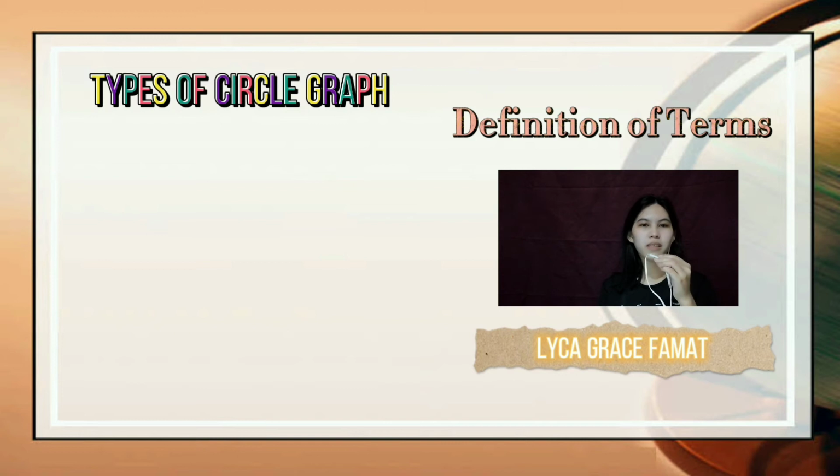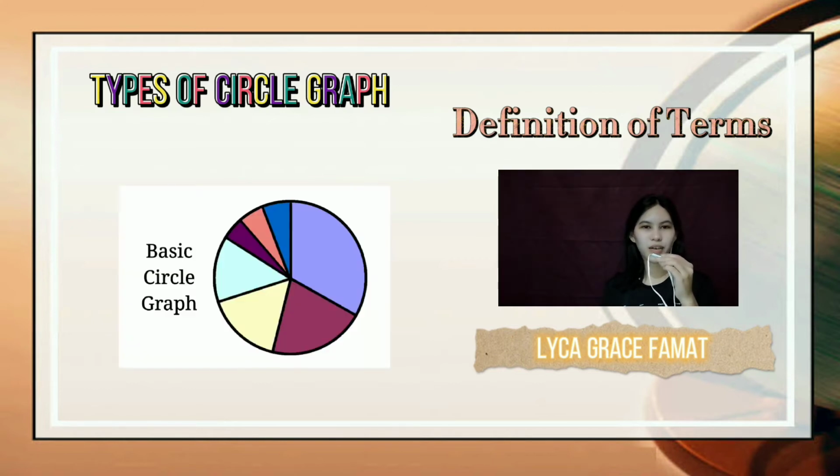There are different types of circle graphs. They look slightly different from each other, but they represent data in the same manner. The first one is a basic circle graph. This graph looks just like the ones presented a while ago.